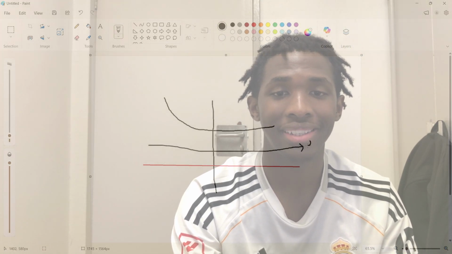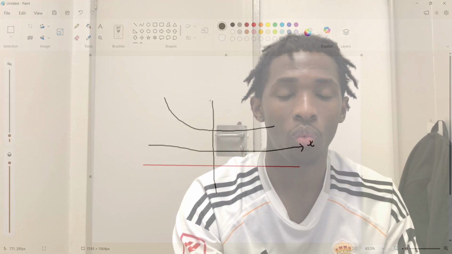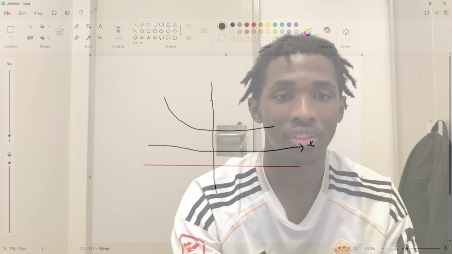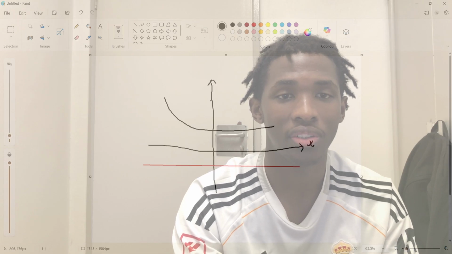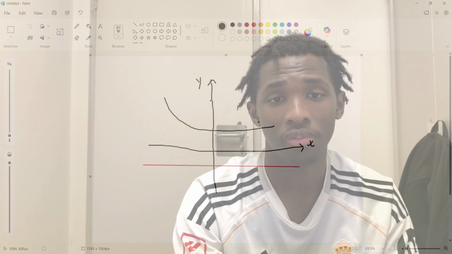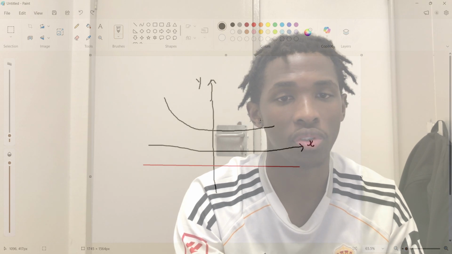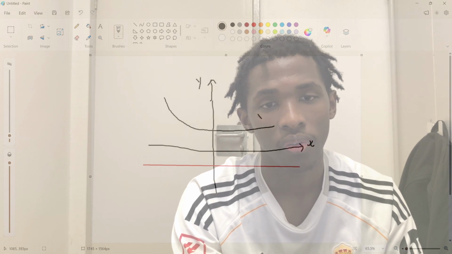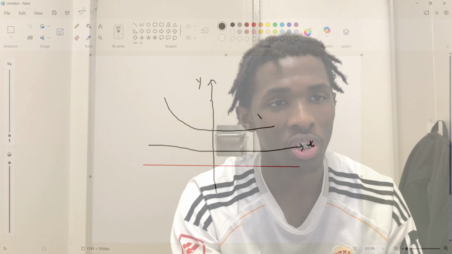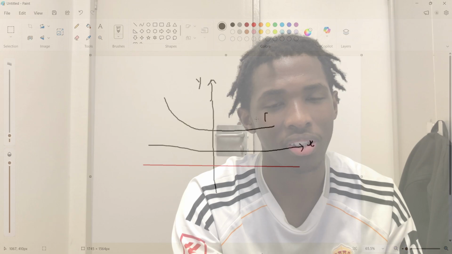So this is our x-axis. This is my y-axis. This is then my draft. We're gonna call this f of x. Do you guys know f of x right now by this time?